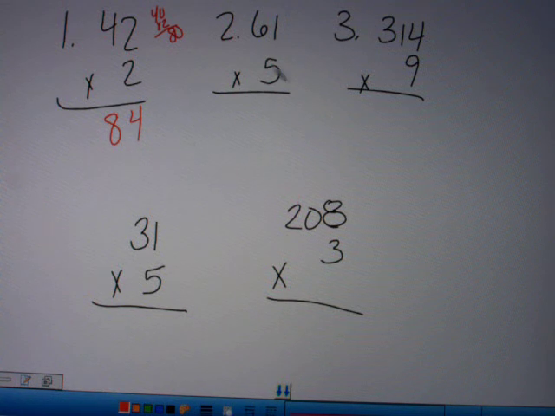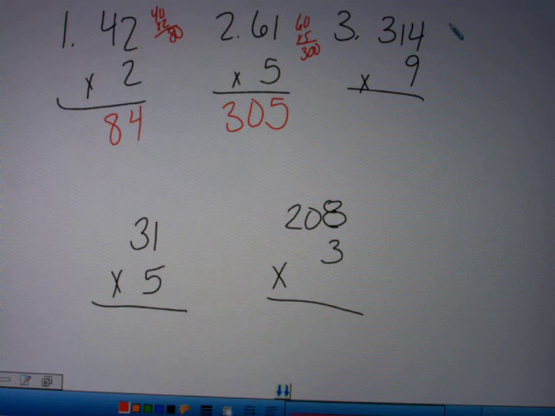Good. I'm done there. So now 61 times 5, I'm going to say it's 60 times 5, and so it's going to be about 300. So 5 times 1 is 5. 5 times 6 is 30. 305. Oh, estimate turned out great.